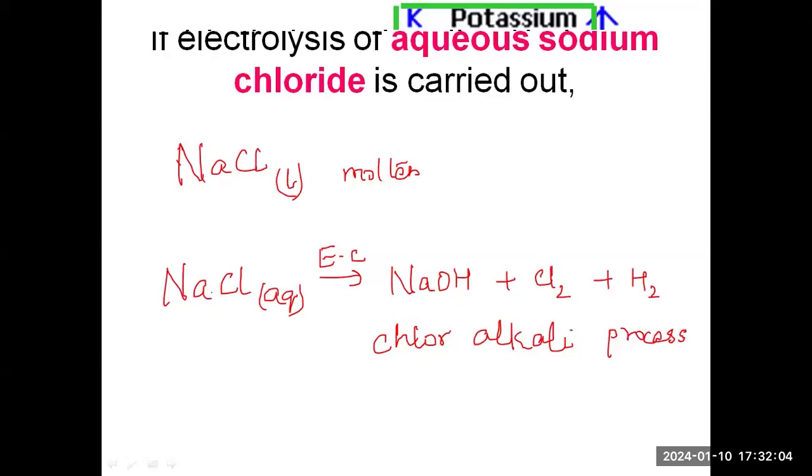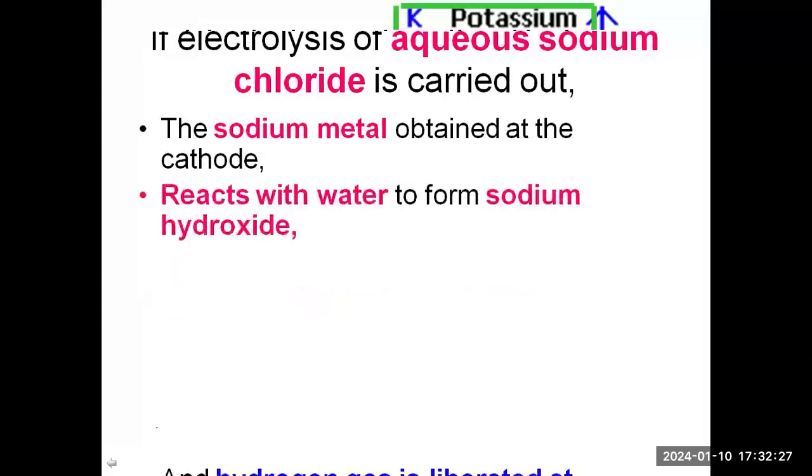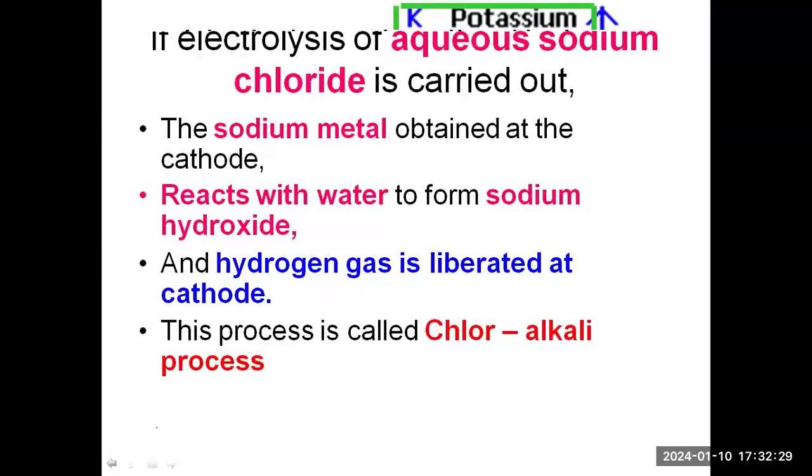So you have to be very careful when you are writing the answer. If you are asked about the chloralkali process, you have to take sodium chloride in aqueous form. But if you have to extract sodium out of sodium chloride, then you have to take the molten form. So you have to be careful while writing this answer.